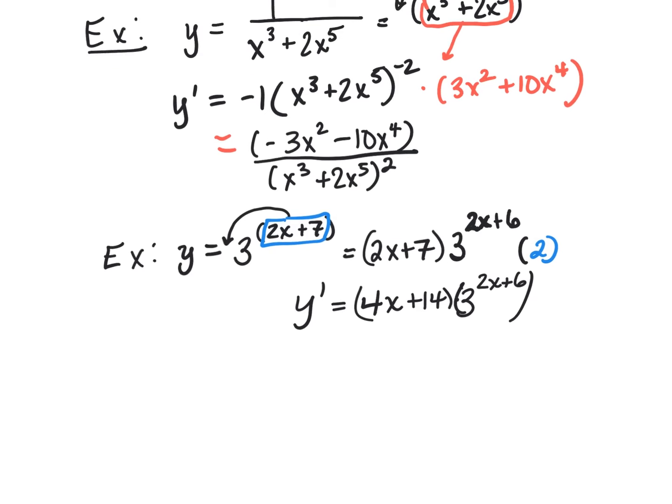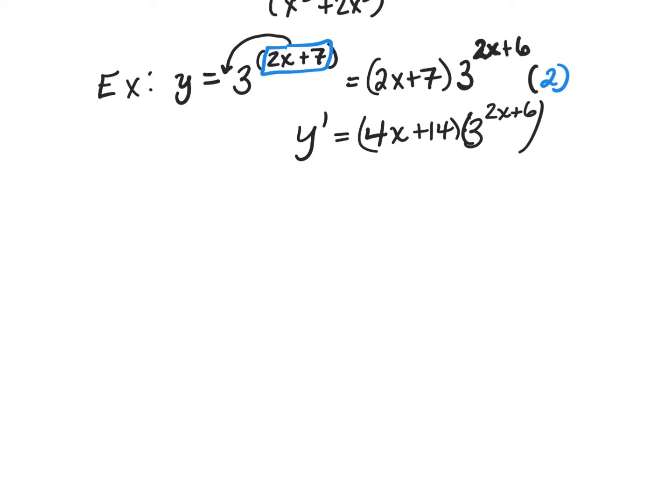All right, so let's look at a couple more. Taking the derivative of the function that's inside the function. Think about it this way. Here is my outside function. Here's the inside function. That's your g of x. What's the derivative of g of x? Yeah, that's the 2. What's the derivative of 2x plus 7? That's where that came from.